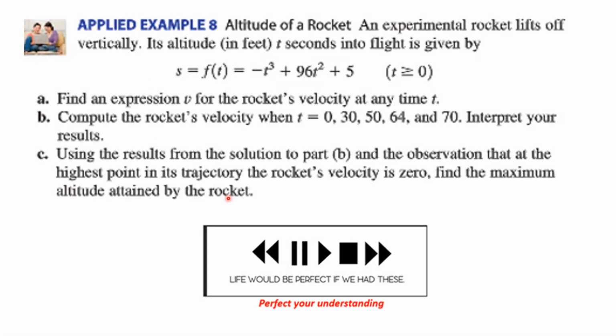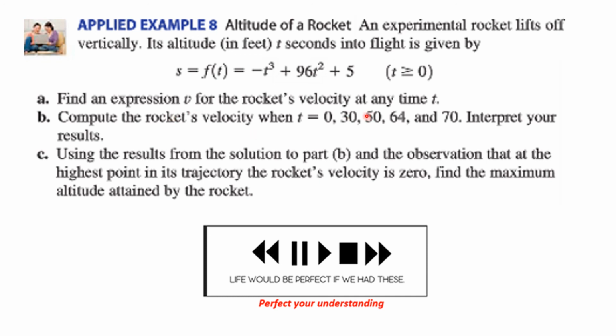Here is another word problem, and this has to do with the altitude of a rocket. Again, this is a very fundamental thing. A rocket lifts off vertically. Its altitude in feet, t seconds into flight, is given by this equation. Now, it is important that you realize that they're talking about distance here, and this is distance of the height. This is telling you that. So this is displacement. They're asking you to find an expression, v, for the velocity.